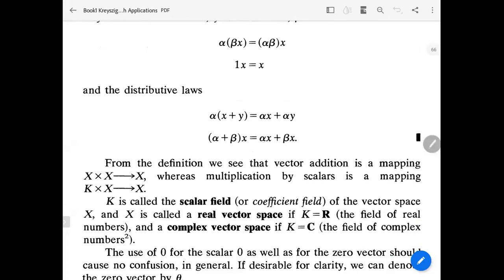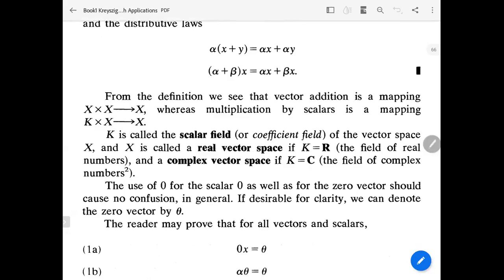And then distributive laws: scalar times sum of the vectors is equal to sum of their scalar multiplication. So alpha times (x plus y) equal to alpha x plus alpha y. Similarly, distributive property with respect to the sum of the scalars. So (alpha plus beta) times x equal to alpha x plus beta x. So alpha, beta, gamma scalars are coming from the field. You can consider any field, but in this course, we will consider the field of real numbers or the field of complex numbers.